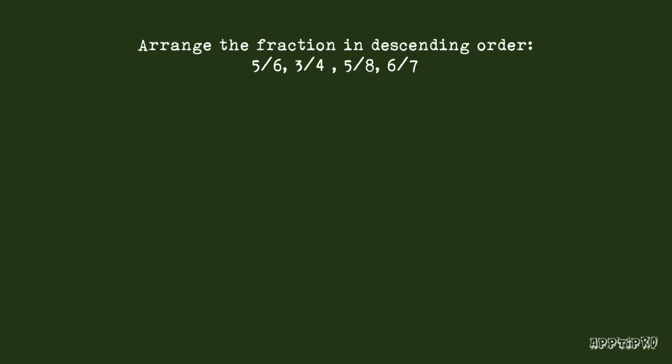Consider this example. Arrange the fractions in descending order: 5 by 6, 3 by 4, 5 by 8 and 6 by 7. The maximum number of digits in the numerator is 1, the maximum number of digits in the denominator is also 1, and the difference is 0. So multiply each fraction by 10.